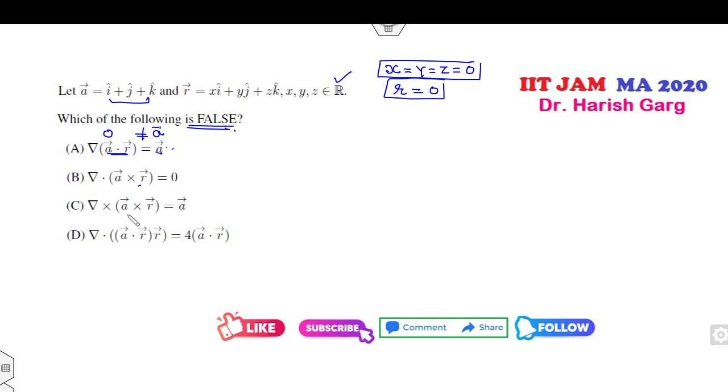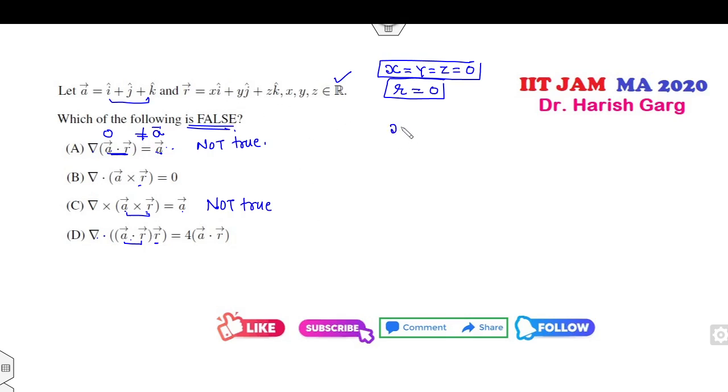Is it true? No. 0 is 0. It may be 0, which is A. So that is not possible, which is not true. This is my 0, this is my 0, so the gradient dot product of this is 0. This is also 0. So that's fine.